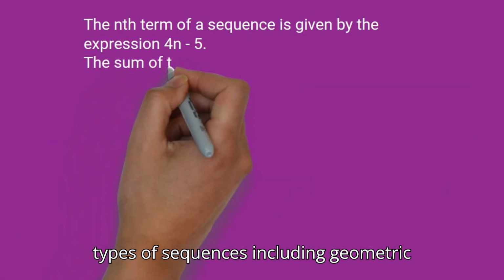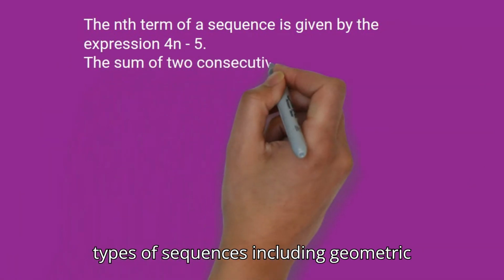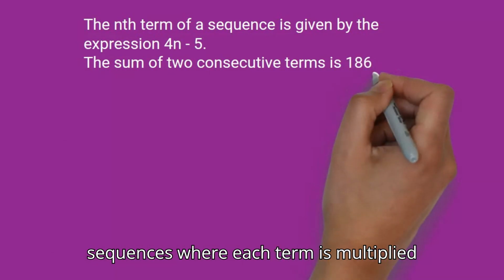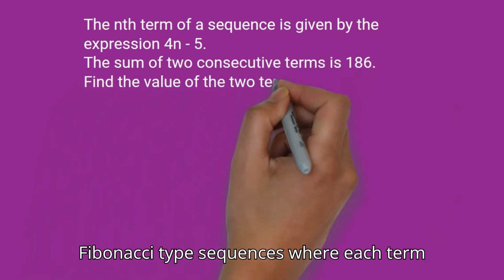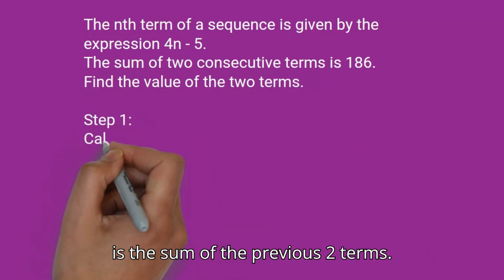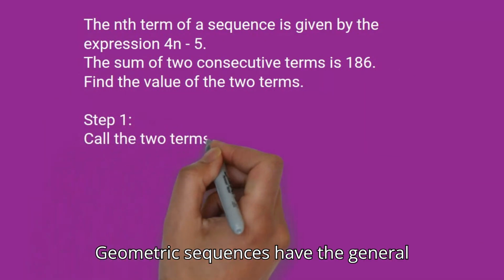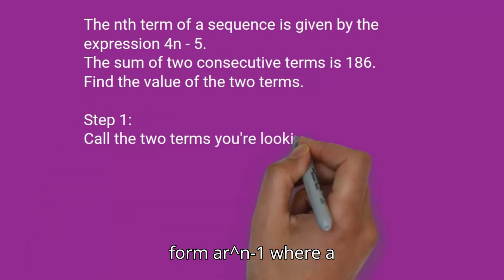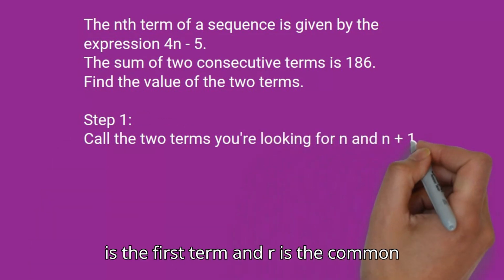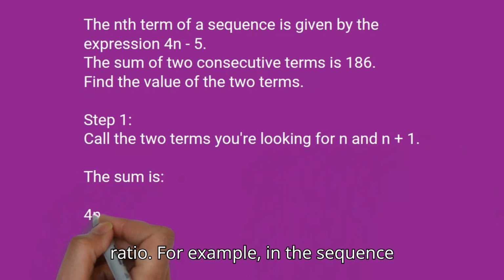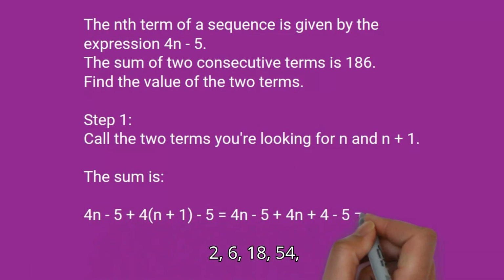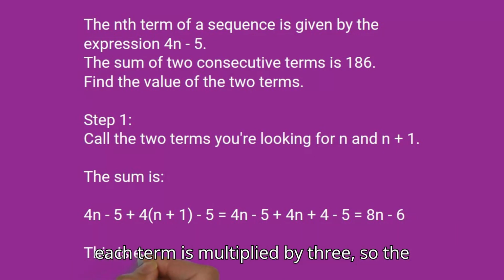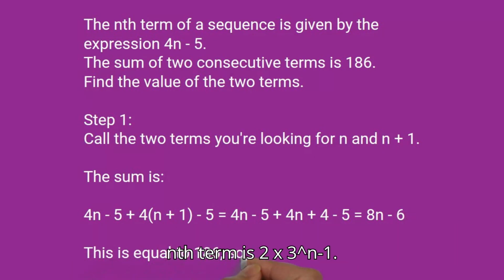There are other types of sequences, including geometric sequences, where each term is multiplied by a constant to get the next, and Fibonacci-type sequences, where each term is the sum of the previous two terms. Geometric sequences have the general form a times r to the power of n minus 1, where a is the first term and r is the common ratio. For example, in the sequence 2, 6, 18, 54, each term is multiplied by 3, so the nth term is 2 times 3 to the power of n minus 1.